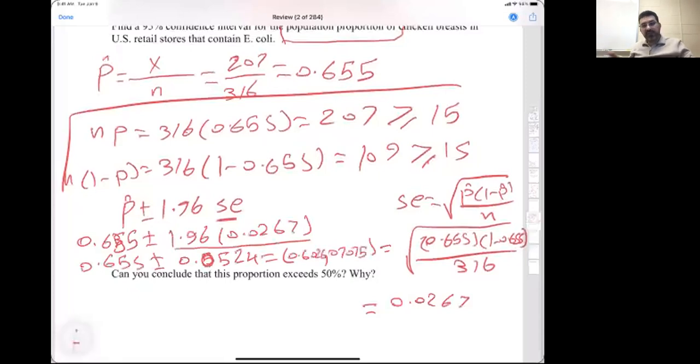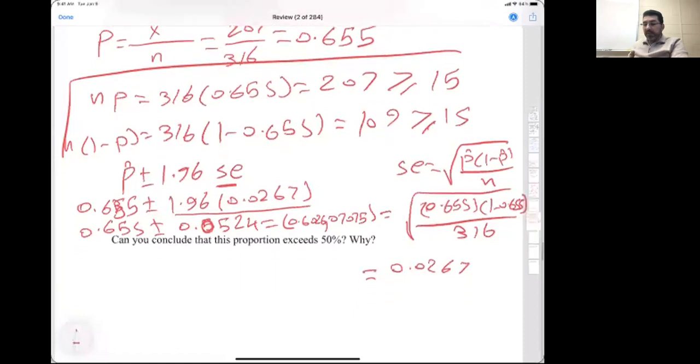Okay, so within this range we have the population proportion of the chicken breasts that contain the E. coli bacteria in this case. Okay? Next question.